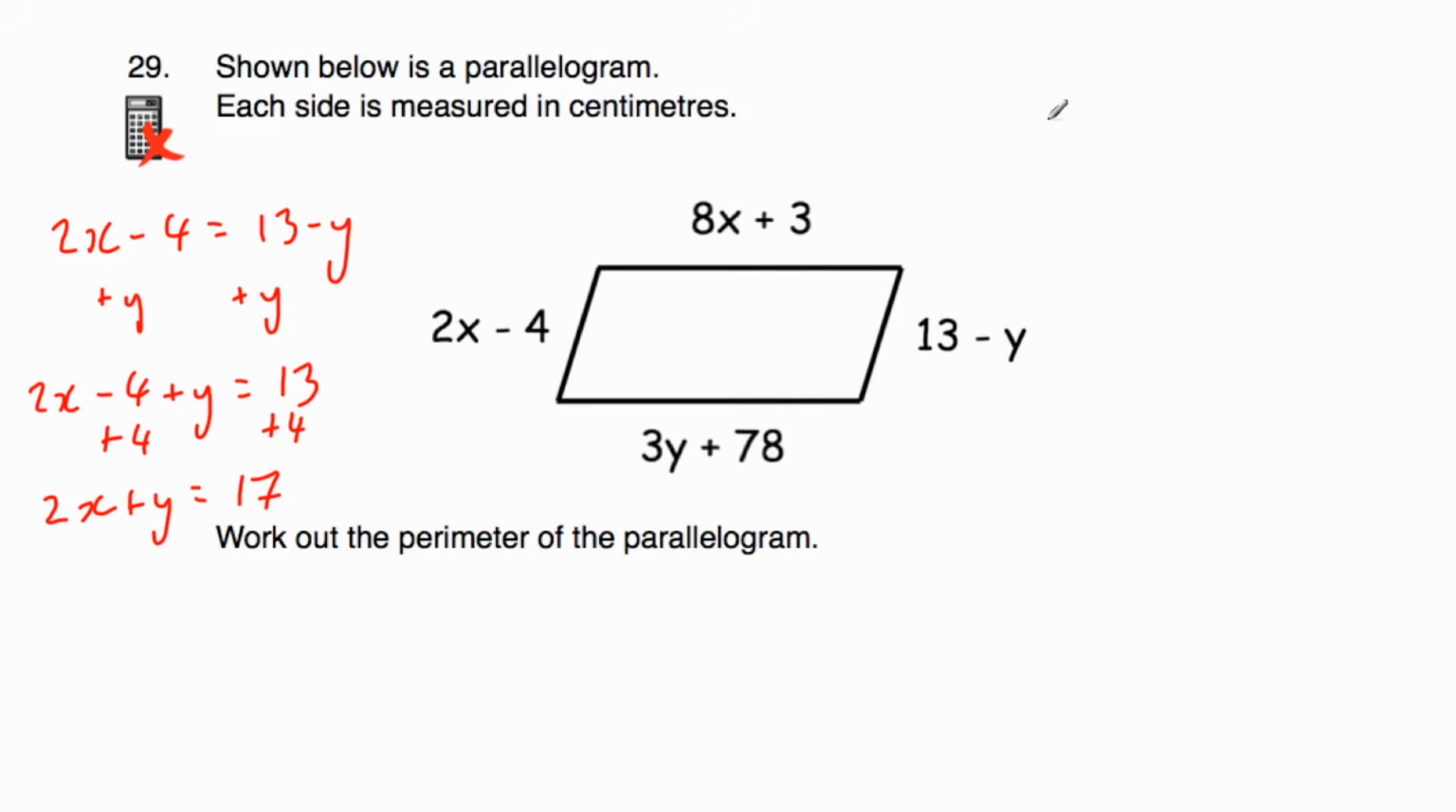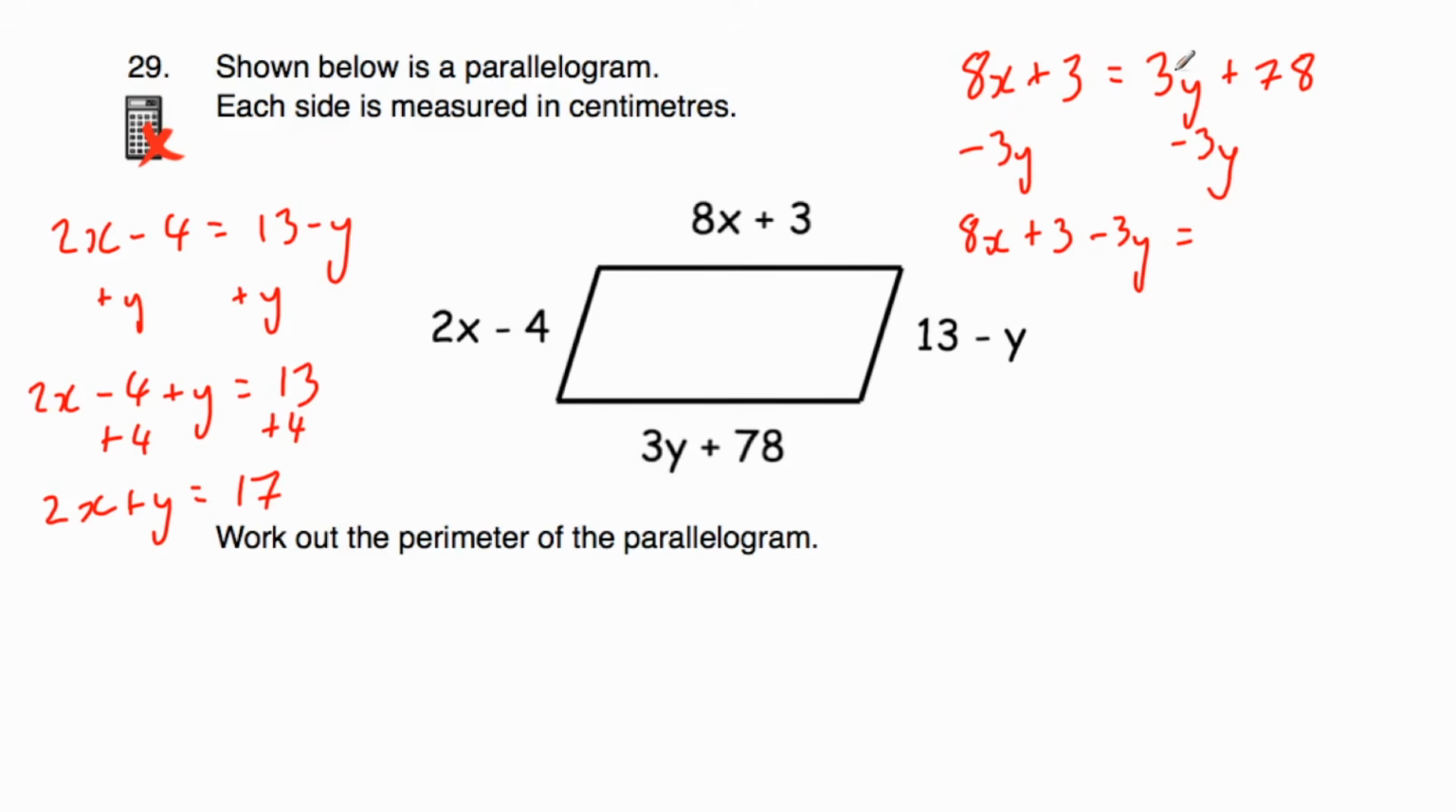So we've got our first equation that we're going to use, that 2x plus y is equal to 17. Now if we look at the top and the bottom, we've got that 8x plus 3 is equal to 3y plus 78. So we've got the top equal to the bottom in terms of the lengths, and then we bring the letters, the x's and y's, over to the left hand side and the constants over to the right hand side. So let's get rid of this 3y on the right hand side. So let's take away 3y and take away 3y. And so it will give us 8x plus 3, and then we've got our minus 3y. And on the right hand side we had 3y plus 78. We took away the 3y to get rid of the 3y, so we're just left with 78.